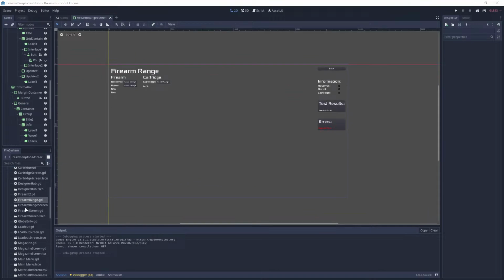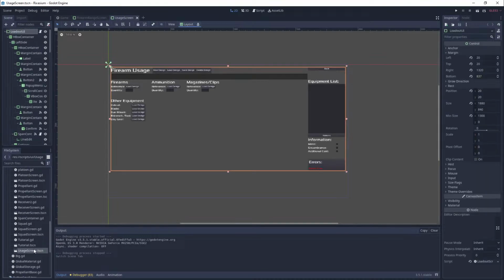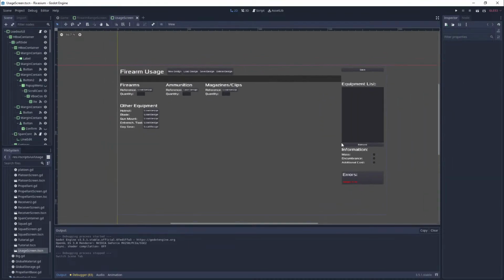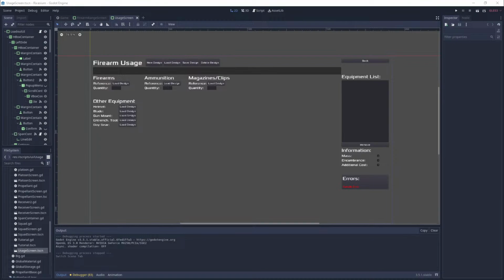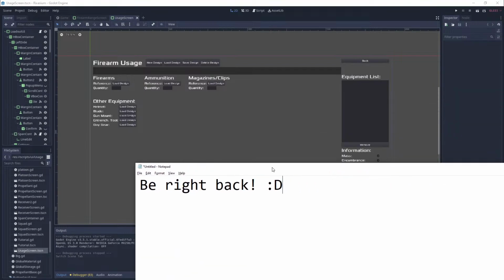Okay, so let's just get our next screen up first. And I will be back very soon. Let's just take a short break for working on more. There we go, trusty notepad.